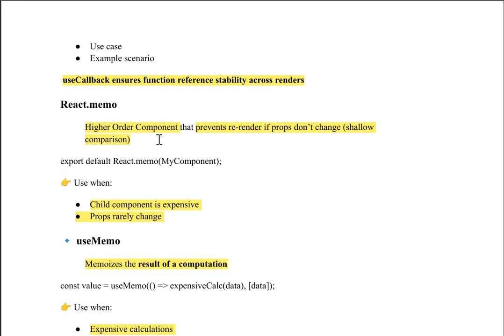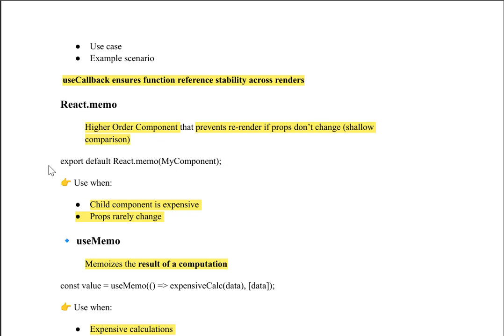And React.memo will memoize the complete component. See, if you have a parent and also a child, if the parent is re-rendering, the child also gets re-rendered even if props don't change. So at that time, if you use React.memo on the child component, then only if props change will it re-render, otherwise it won't. So what is React.memo? This is a higher order component that prevents re-render if props don't change.